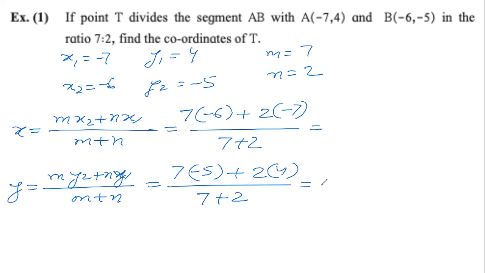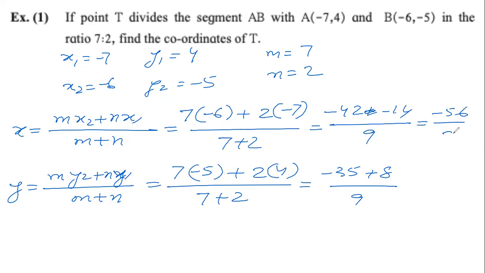Of course, you will need to know your integers. Class 5. 7 into minus 6 is minus 42. 2 into minus 7 is minus 14. 7 plus 2 is 9. 7 into minus 5 is minus 35. Then 2 into 4 is 8. 7 plus 2 is 9. Minus 42 minus 14 is minus 56, by 9. Then minus 35 plus 8 will be minus 27 by 9. 27 is divisible by 9, so this will be minus 3.